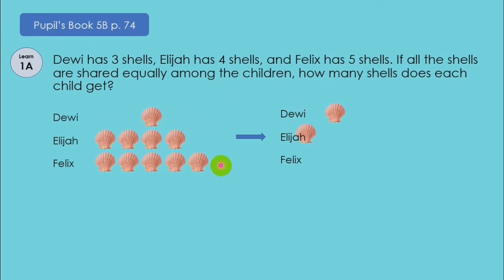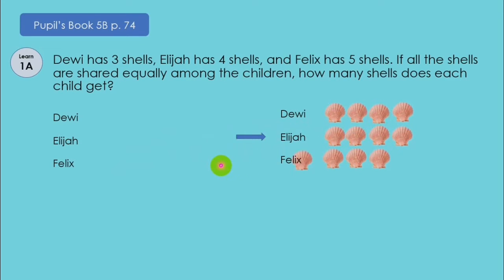To divide the shells equally, we need to put the shells into 3 groups. Is there another method? That's right! We need to collect all the shells together and then distribute them equally into 3 groups. 1, 2, 3. 3 groups. Hence, we can calculate the answer by first adding all the numbers together and then dividing the total by 3. Why do we divide the total by 3? Correct! Because there are 3 children, Dewi, Elia, and Felix.